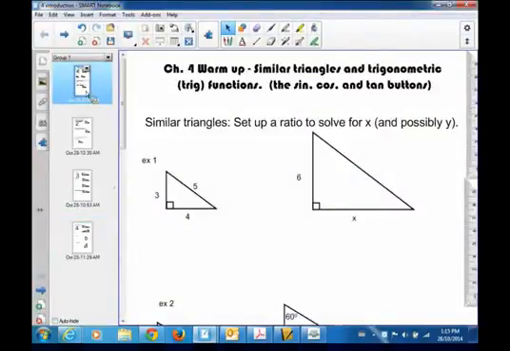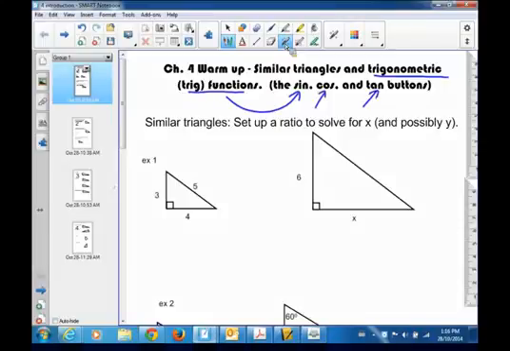Okay, take a look. We've got the same sheet, everybody, right? Now this is kind of like the skills that you may have forgotten or don't have. It's fine. I'm calling it the warm-up for similar triangles and trigonometric functions. Trig functions, though, is what we say. So when you see trigonometric, just trig functions. What are they? It's the sine, cosine, and tan buttons on your calculator. That's what we're going to learn how to use.